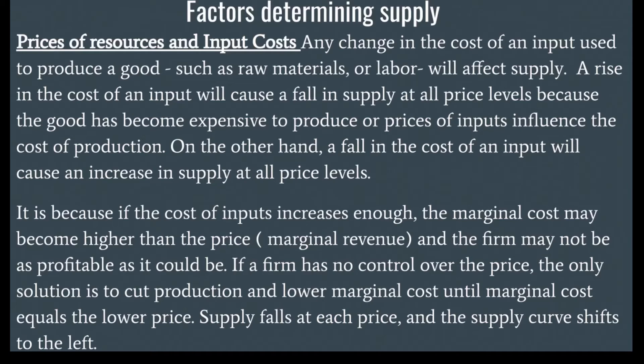On the other hand, a fall in the cost of an input will cause an increase in supply at all price levels. It is because if the cost of inputs increases enough, the marginal cost may become higher than the price, that is marginal revenue, and the firm may not be as profitable as it could be. If a firm has no control over the price, the only solution is to cut production and lower marginal cost until marginal cost equals the lower price. Supply falls at each price and the supply curve shifts to the left.